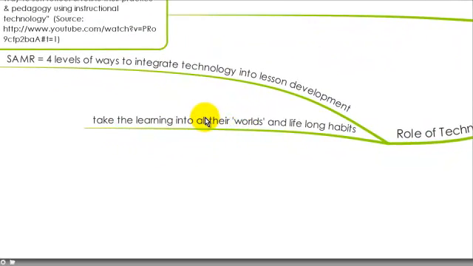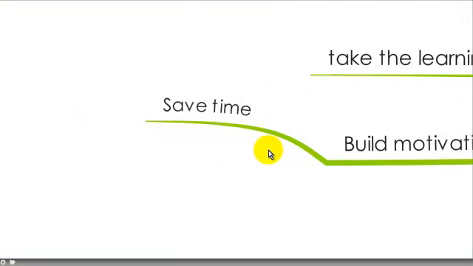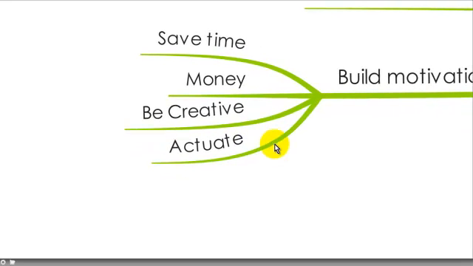And it's to take learning into the students' worlds, all of their worlds, so home and school, so that through the use of the technology that they use all the time, they see that, for example, the iPhone is not just a way for social communication and texting and so on. It's actually an education tool that you can use through life to learn because you're curious, and it hence creates lifelong habits. And it builds motivation and confidence to use technology to save time and money, be creative, and actually produce something from your knowledge. So actuate your knowledge by producing something else with it.